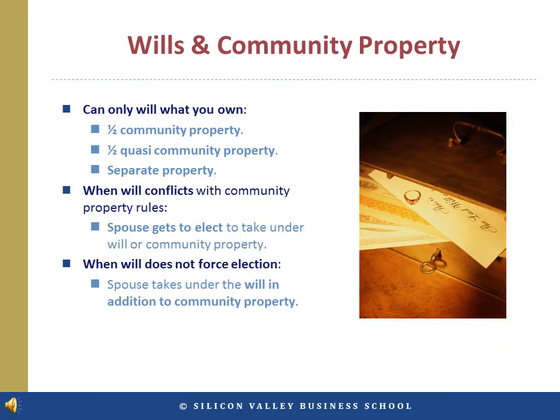The rules of community property are not trumped by a will. A spouse can only will what he owns, and this consists of a half of the community property and a half of the quasi-community property, plus all the spouse's separate property. When the will conflicts with the community property rules, the surviving spouse gets to elect to take under the will or community property. When the will does not conflict or force an election, the spouse takes under the will in addition to community property.